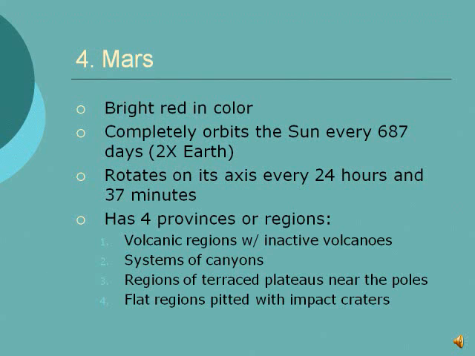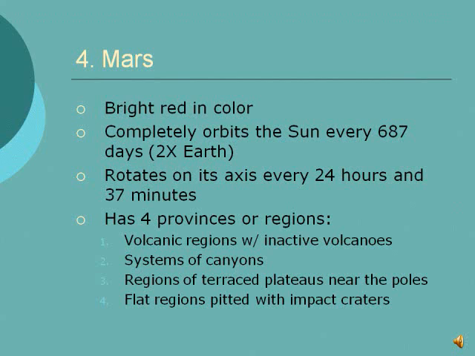Mars is bright red in color. When you look out into the sky, you can see Mars. It's the only star-looking thing that you will see that has almost a rust tint to it, reddish rust. Sometimes it's a dull orange, but you can actually see it. It completely orbits the sun every 687 days, which is almost twice the amount of time it takes for Earth to get around the sun. It rotates on its axis every 24 hours and 37 minutes. So its rotation on its axis is very, very similar to Earth.